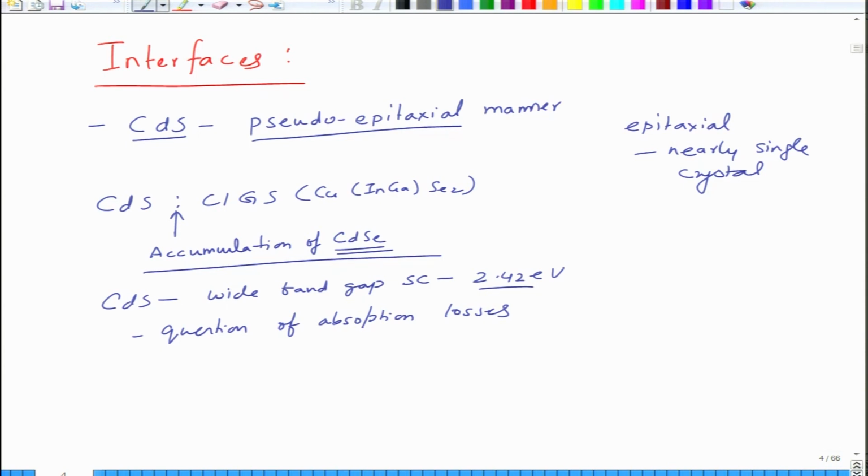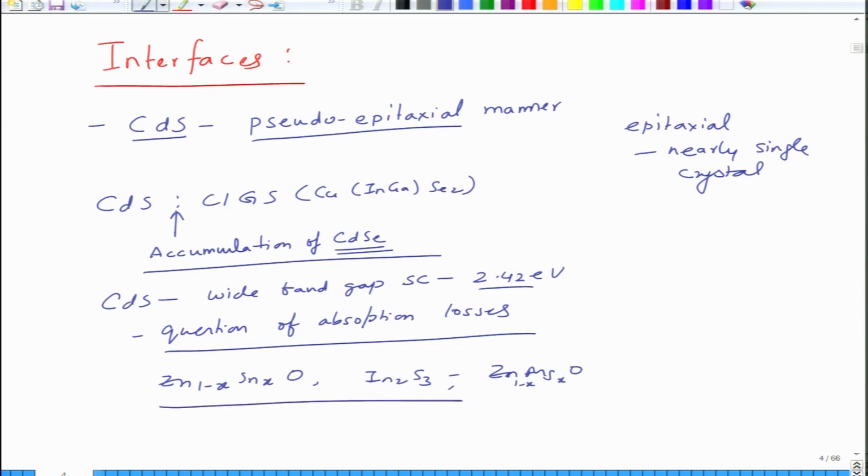So, people have tried to look for alternatives to CDS, things like zinc tin oxide, indium selenide, etc. They have been researched to look for an alternative, even towards forming zinc magnesium oxide, ZnMgO. So, these have been tried to replace CDS. However, CDS is the most used material in case of these films.